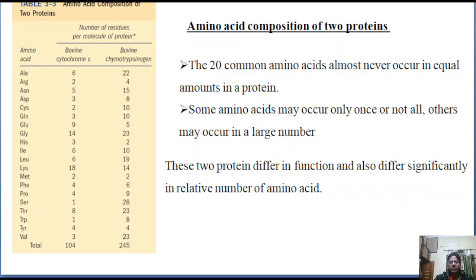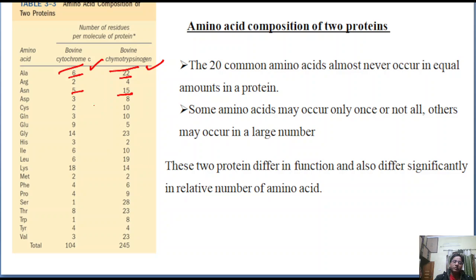Next point is the amino acid composition of proteins. This table represents the data on the presence of different types of amino acids. One protein is bovine cytochrome C and another is bovine chymotrypsinogen. You can see here the number of alanine residues is 6 here, and here it is 22. If we take another, asparagine, here the number of asparagine residues is 5 and here it is 15.